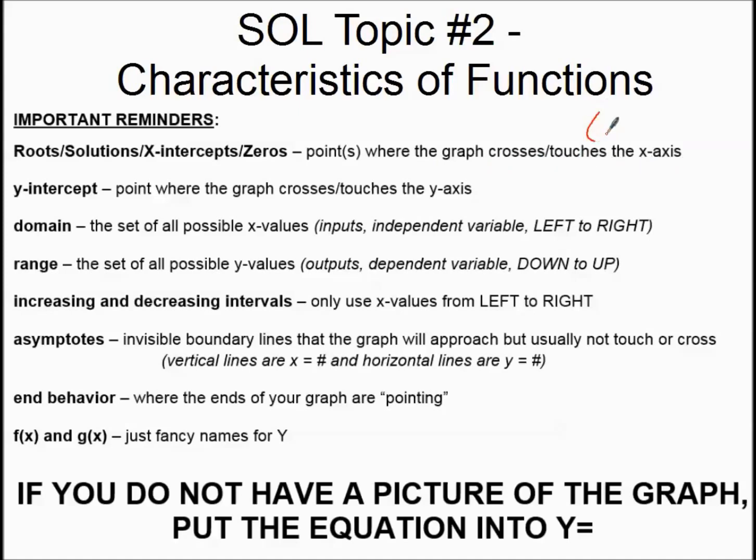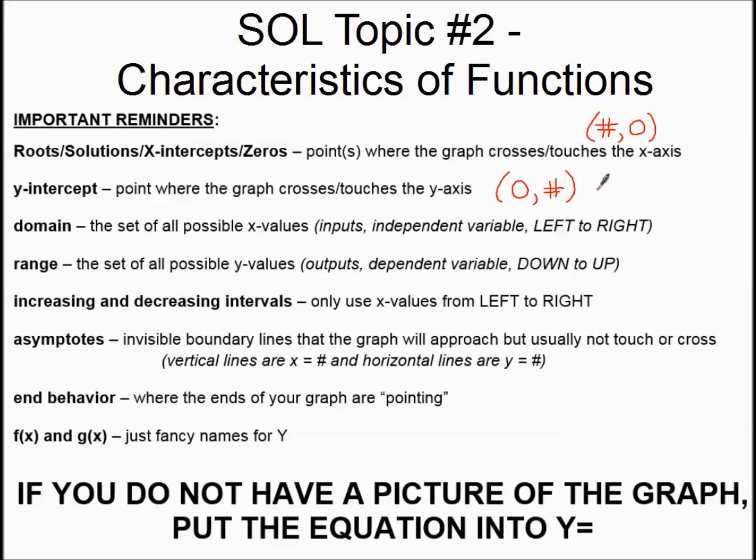You should always write these as an ordered pair. You will have a number, comma, 0 for x-intercepts. The y-intercept, that is the point where the graph crosses or touches the y-axis. That should be written as an ordered pair as well. It'll be 0, comma, some number for the y-intercept.